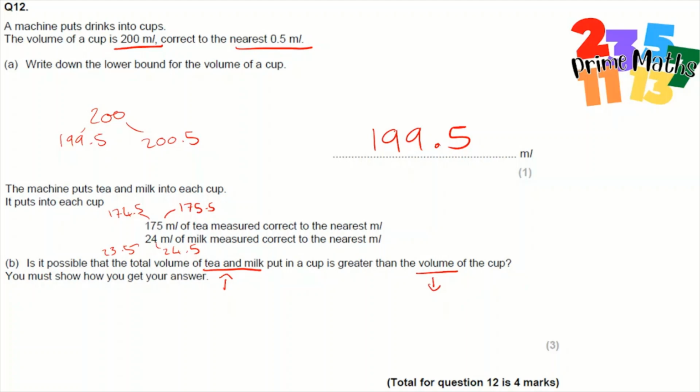So the biggest that the tea and milk could be is 175.5 plus 24.5. So the biggest that this could be is 200 millilitres. We know already the smallest amount that the cup could be is 199.5, so yes, it is possible to have more tea and milk in the cup than the volume.